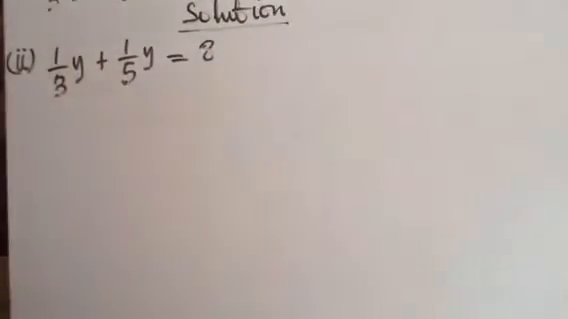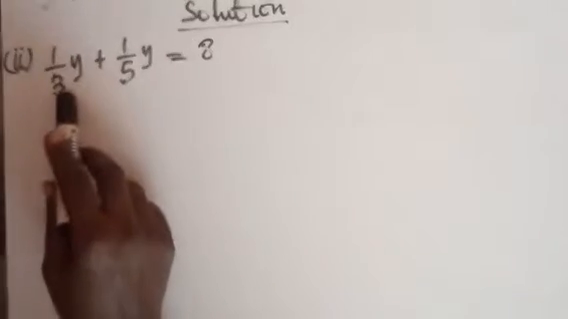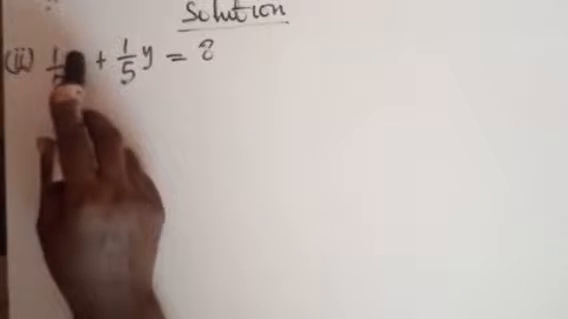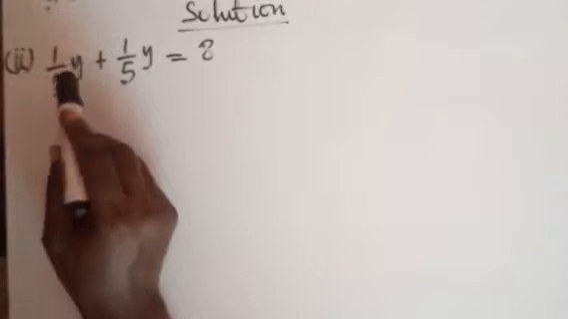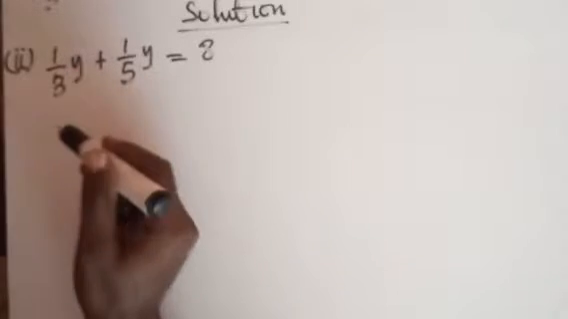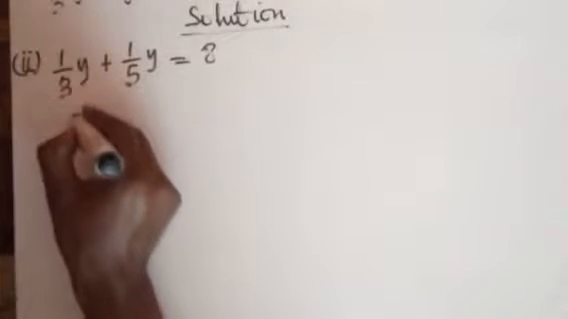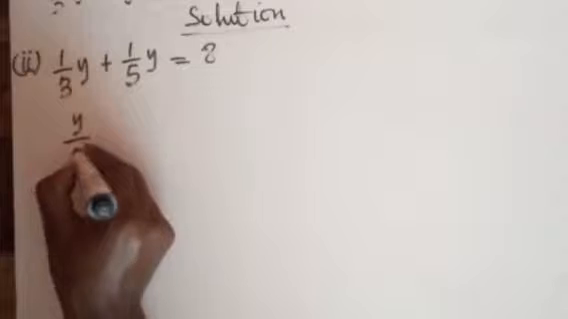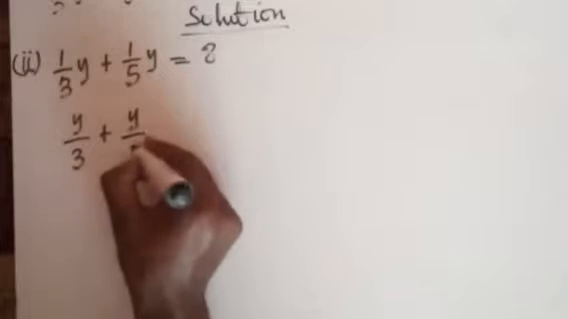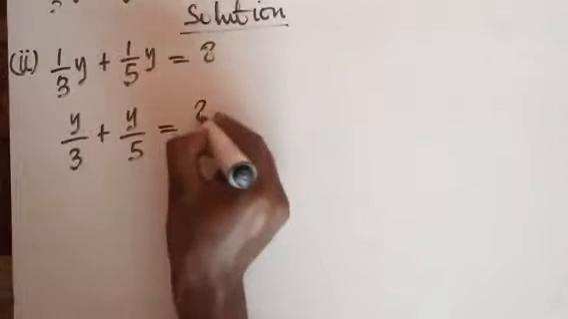Okay, so we look at this question also. Yesterday I explained to you that anytime you've got such a relation, the numerator will multiply the figure, which is the variable. So anytime you have a figure in front of a variable, the variable multiplies the numerator and the denominator continues dividing. So we are going to get y over 3 plus y over 5 equals 8 over 1.